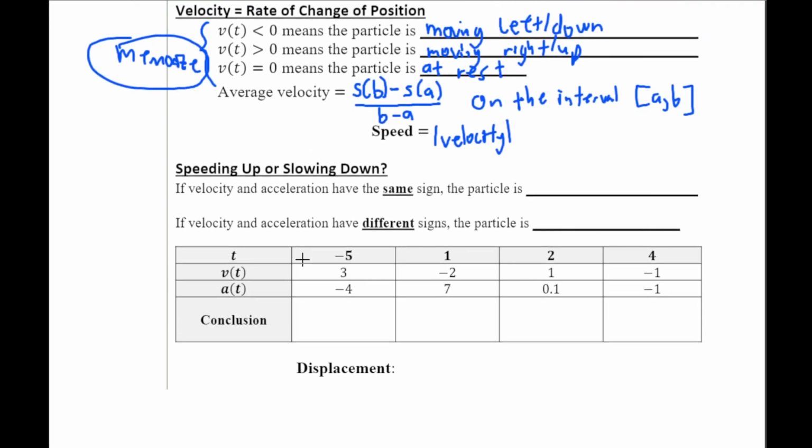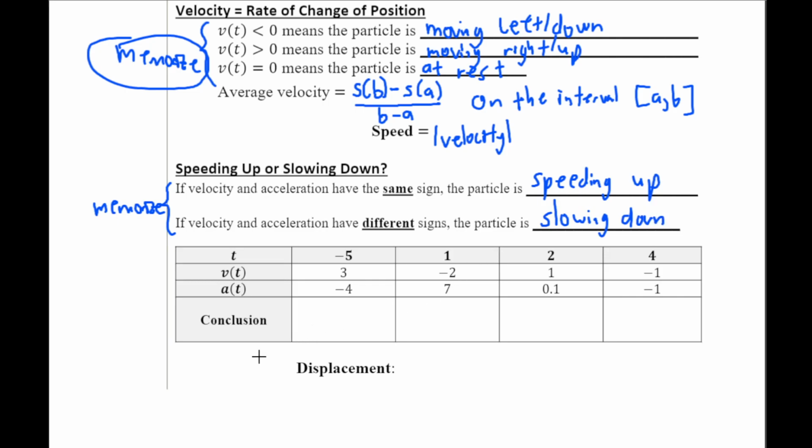So speeding up or slowing down? Again, these are two things you have to memorize. If velocity and acceleration are the same sign, a particle is speeding up. If velocity and acceleration are different signs, the particle is slowing down.